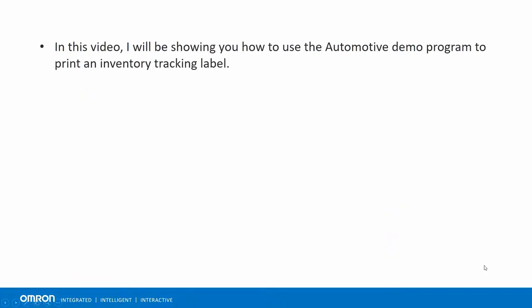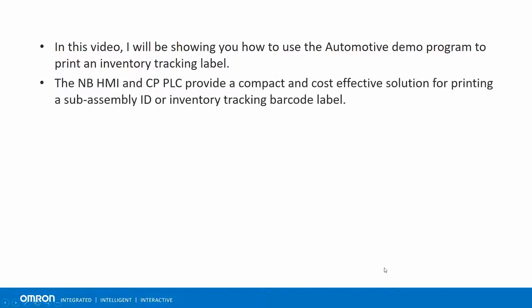In this video, I'll be showing you how to use the Automotive Demo Program to print an inventory tracking label. The NB HMI and CP PLC provide a compact and cost-effective solution for printing a subassembly ID or inventory tracking barcode label.